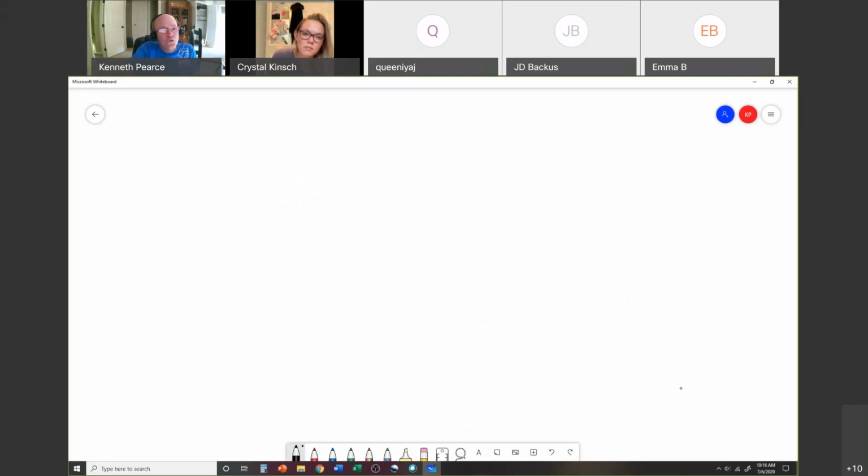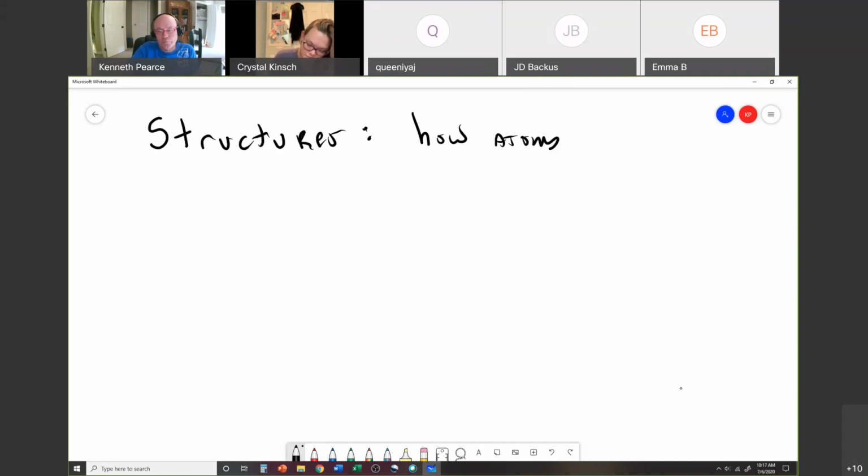Let's do structures. Okay, now structures means how they're joined together. All right. And this is where it really gets into the real chemistry that goes on.